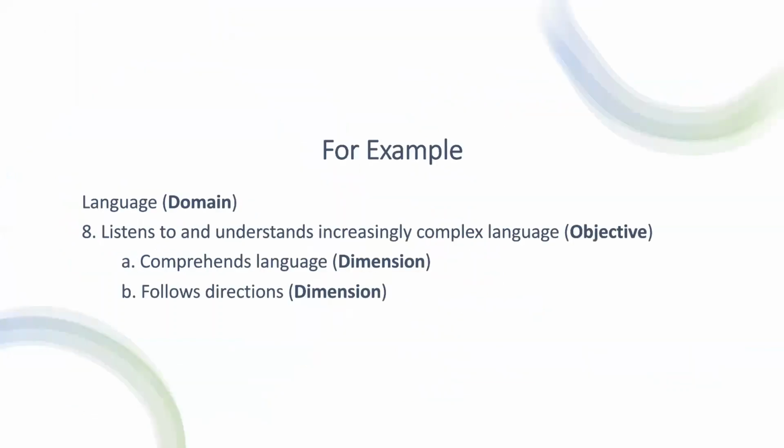For example, in the domain of language, one of the objectives is listens to and understands increasingly complex language. That objective is then divided into 2 dimensions: A, comprehends language, and B, follows directions. Therefore, there would be 2 different checkpoints for this objective.